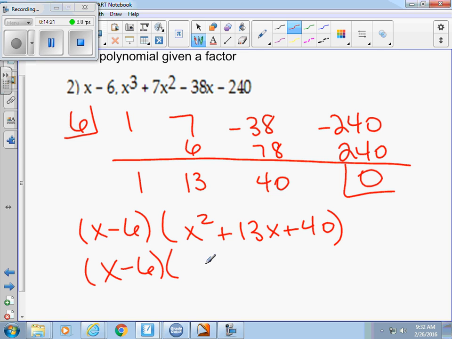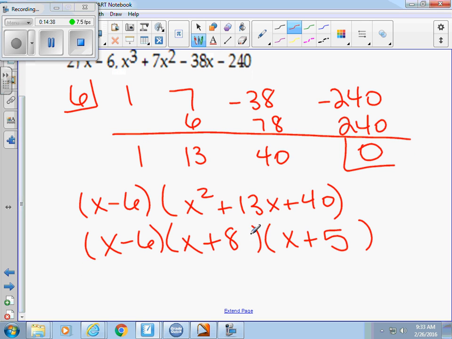And I'm going to factor that some more if I can. What are the factors of 40 that add to give me 13? 8 and 5. So I completely factored that polynomial just by them giving me one of the factors. Does that make sense? Any questions?